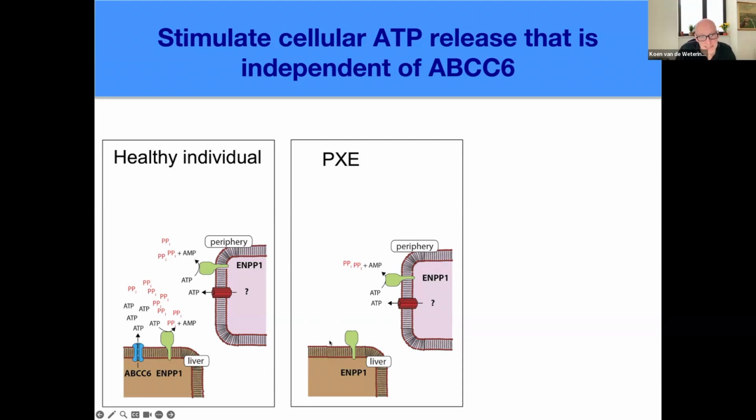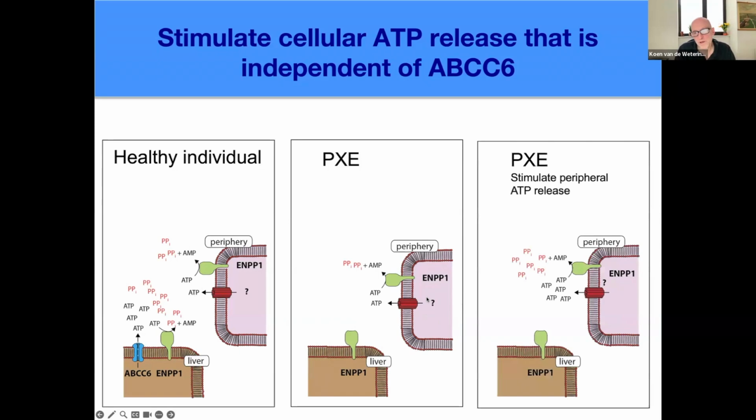They also pump out ATP, and then again, ENPP1 converts the ATP into pyrophosphate. So PXEers miss ABCC6, so they miss the ABCC6 dependent hepatic ATP release. So they miss a large part of the pyrophosphate that's normally present in the blood, but they still have these other ATP release pathways. So we thought that if we know which other transporters do the same, maybe we can stimulate these transporters so they start to release more ATP, and then more pyrophosphate can be formed in the blood of PXEers. And that should again slow the disease from progressing, or maybe completely halt the disease from progressing.